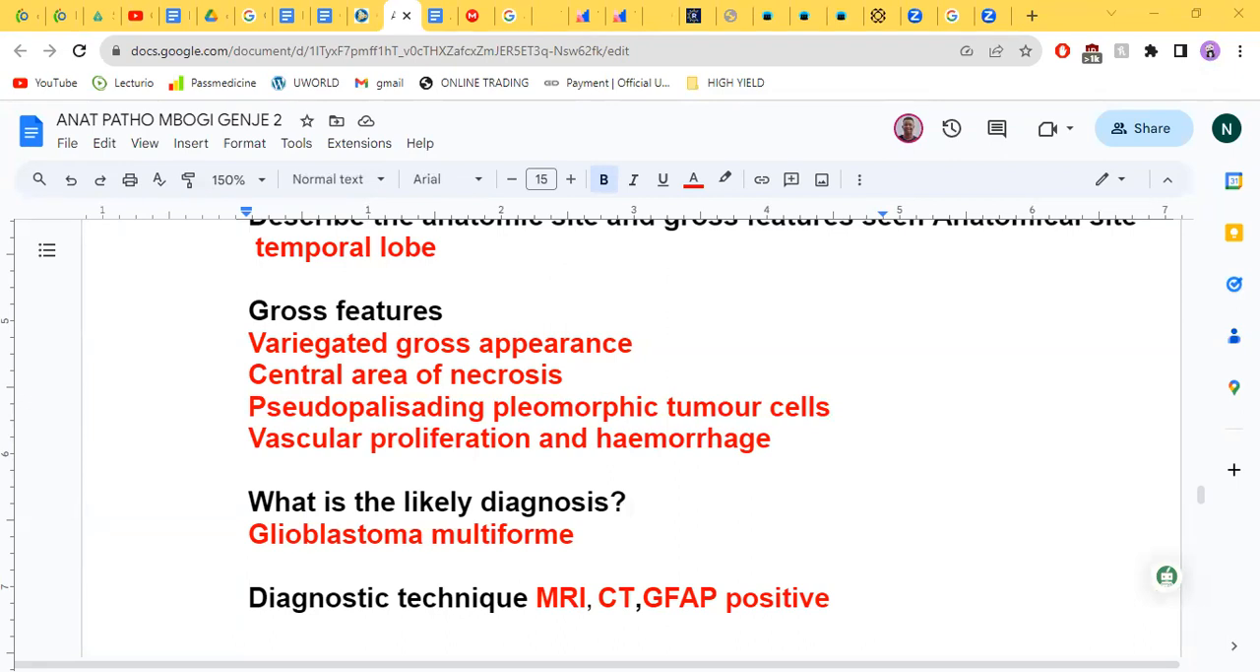However, if they ask about gross features, maybe you should know these ones, especially the pseudopalisading, pleomorphic tumors, vascular proliferation, hemorrhage, and the central area of necrosis. Those are the most important ones. I'm told pseudopalisading is microscopic. Yes, pseudopalisading is a microscopic feature, not a gross feature. Forgive me for that. Maybe I can add that as we continue.